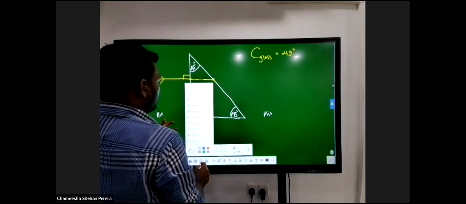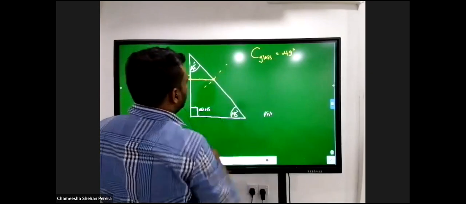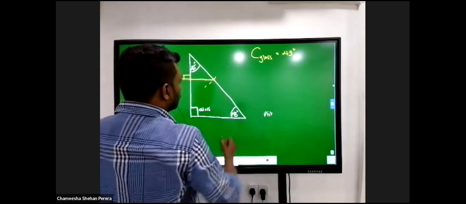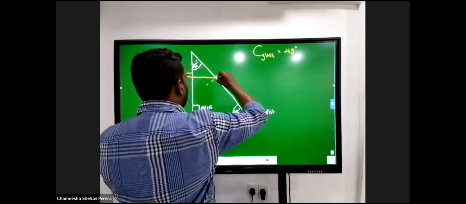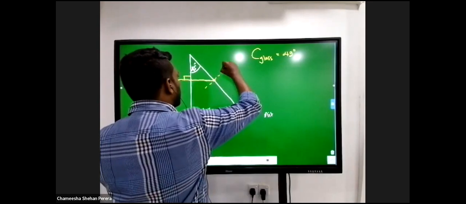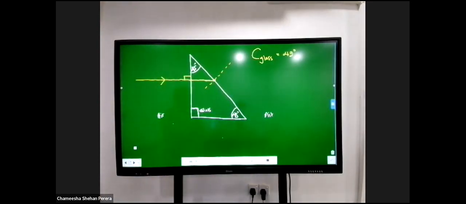Right, my normal is now perpendicular to the interference. Okay, done. And now, what should I consider as the incident angle?